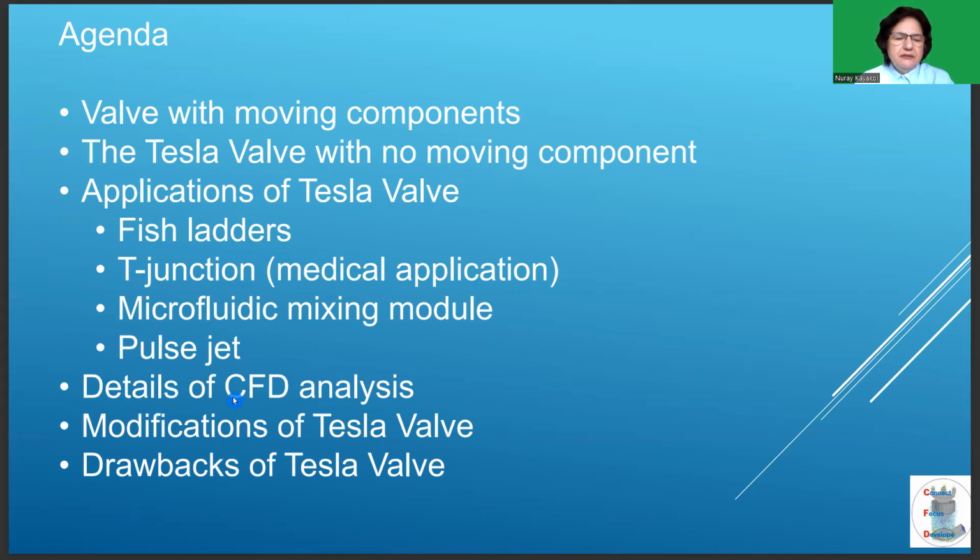Then I will give available safety analysis for the Tesla valve and how it can be modified. And finally, what will be the drawbacks of the Tesla valve. Not everything is perfect, of course. Even the Tesla valve will have some drawbacks.